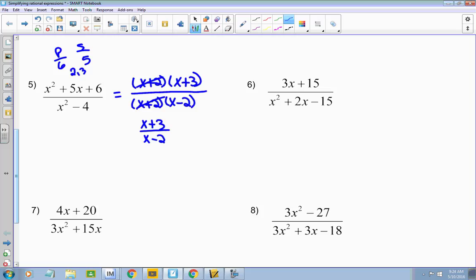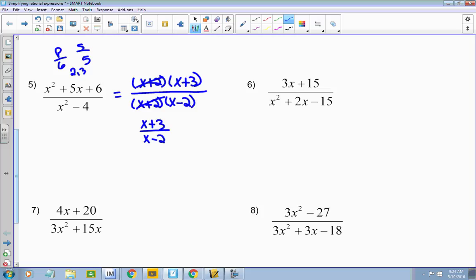Can I do anything with that? Oh, no. Be careful. This is connected together. Okay, it can only be canceled with another x plus 3. Okay, I did that on purpose to see if anybody would bite. Okay, you cannot cancel that. You can only cancel things like that when they're multiplied together. These are added together, so it has to be canceled with another x plus 3. So at this point, we're done.